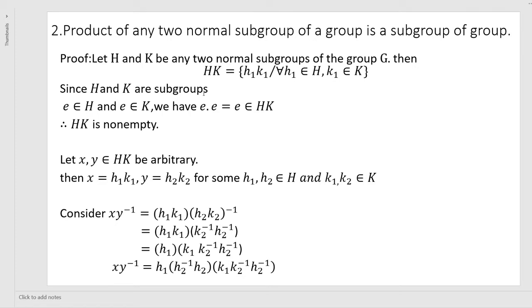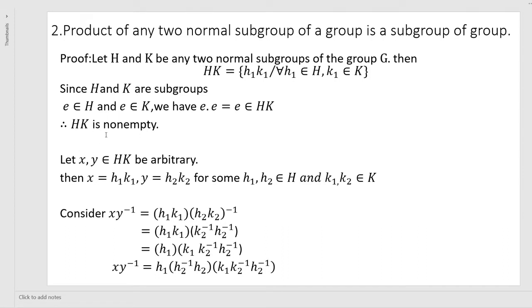Since both are normal subgroups, basically they are subgroups. Subgroups means the identity element is in those sets: e belongs to H and e belongs to K. I consider an element from H and an element from K. Their product e into e belongs to HK, right? That is, e belongs to HK. That is, HK is a non-empty set.